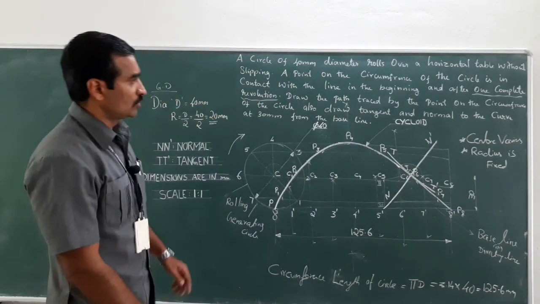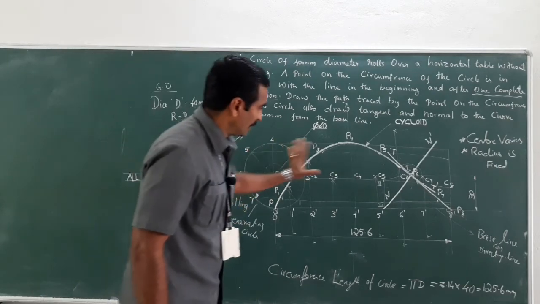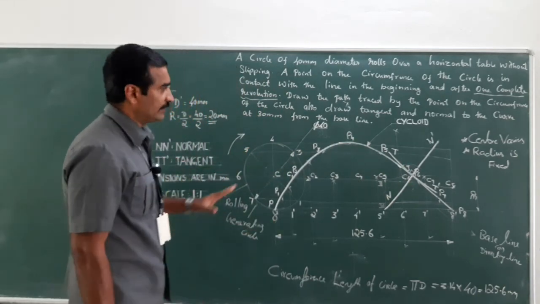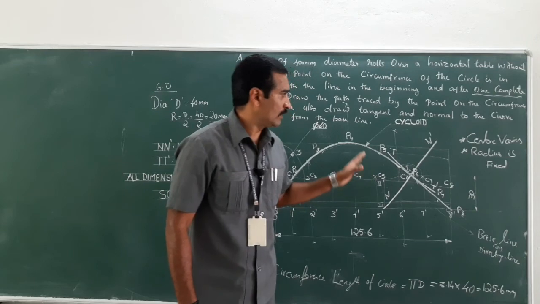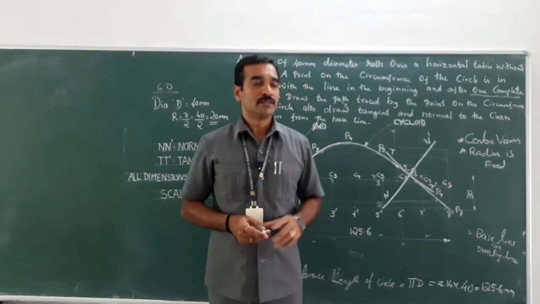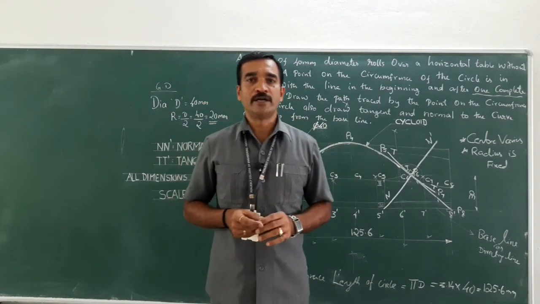Fine. So, you check what are the things missed. I have constructed the profile, then dimensioning, then note, everything I considered here. So, I have completed this drawing, right. Hope you all understood how to construct the special curve cycloid. Thank you.